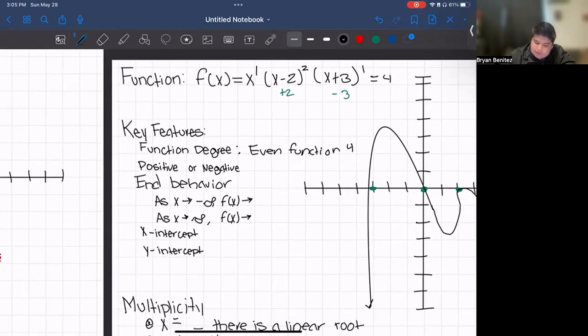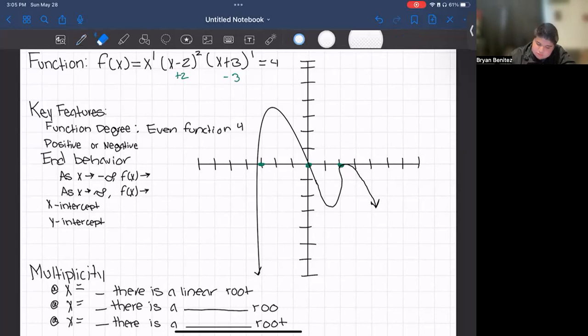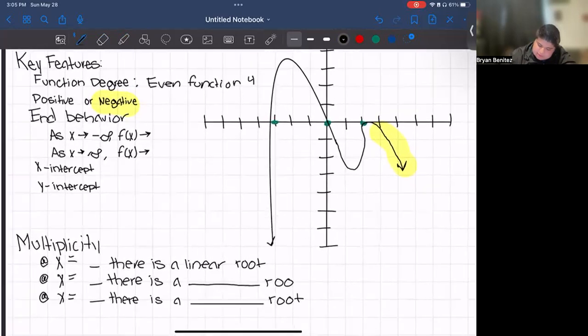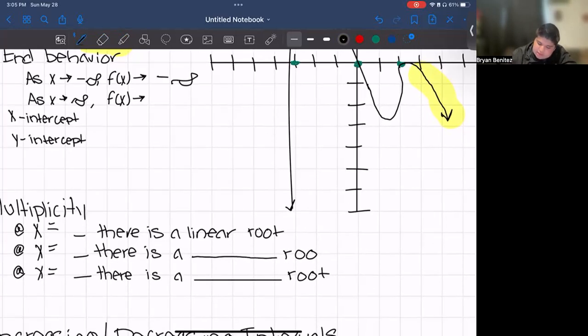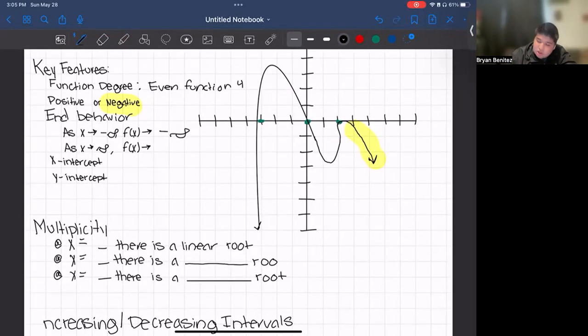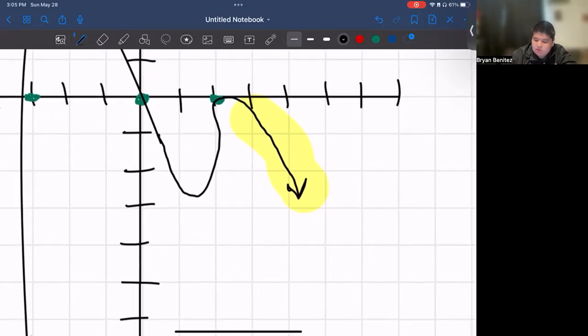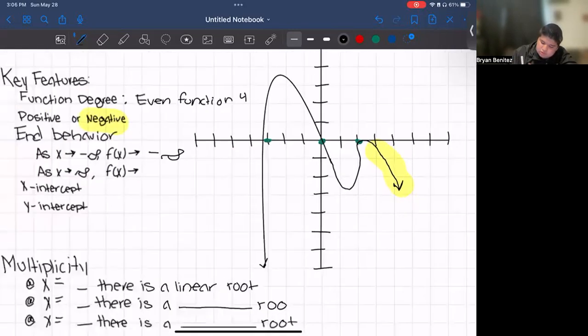And it's going to be a negative graph because the arrow is pointing down instead of up. Okay, and now we can determine our end behavior. So as x approaches negative infinity, f of x is also going to be negative infinity because it's going down. As x approaches positive infinity, f of x is also going to be negative infinity because the arrow is pointing down instead of up. Negative infinity.